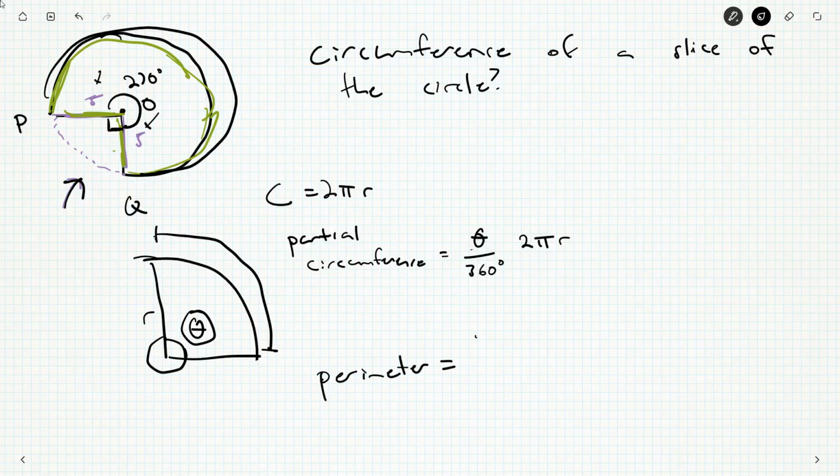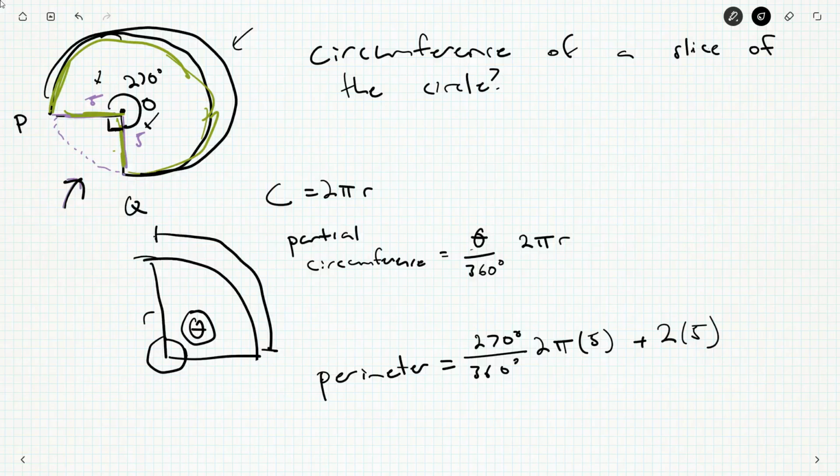So I'm going to say the perimeter here is 270 degrees out of 360 degrees. So I'm taking sort of the green path as I have it highlighted. 2 pi times 5, and then we're going to add on 2 copies of the radii. We can't forget PO and OQ. So this will be 3/4 of 10 pi, so this will be 30 pi over 4, or 15 over 2 pi plus 10.